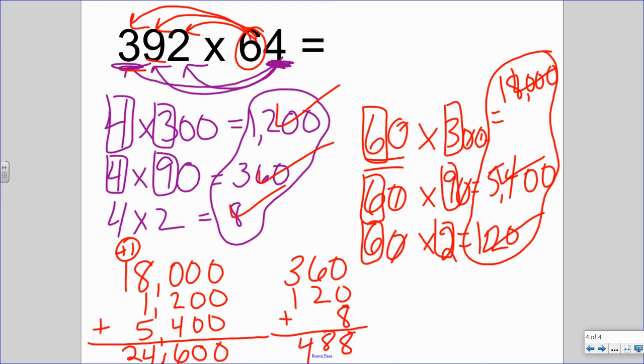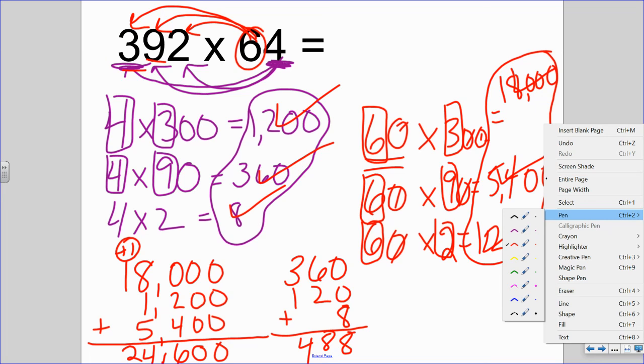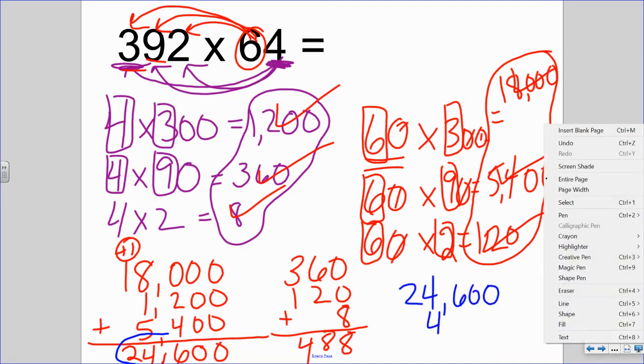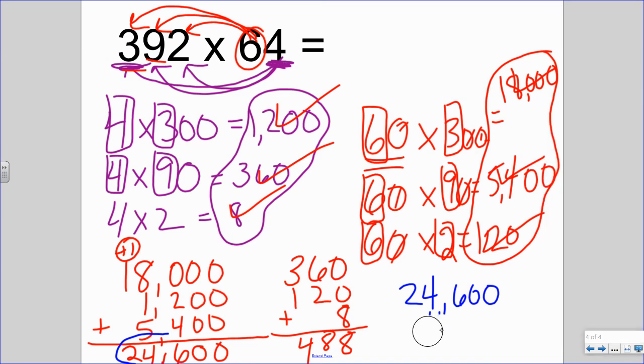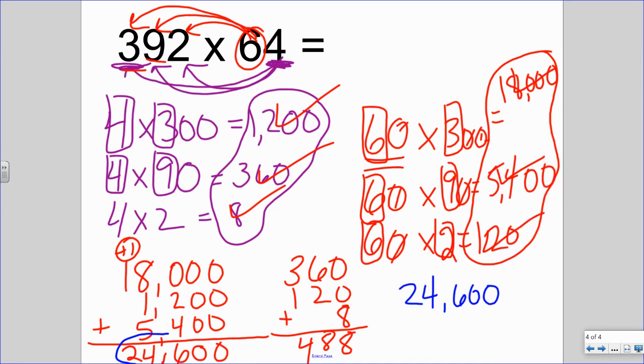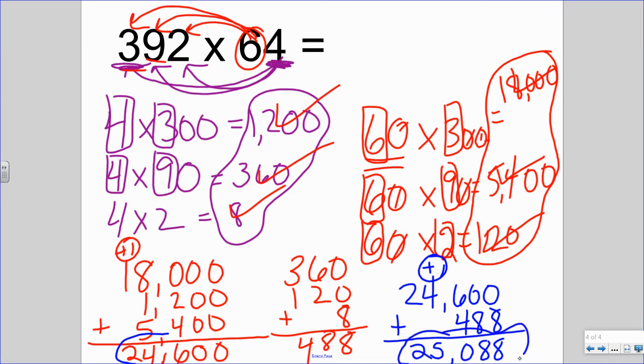And my final step, guys, I'm just going to grab a different color so you can see it. I'm going to take my first part that I got, 24,600, and oh, Mrs. Phillips, you just made a silly mistake. And add that, making sure I line up the place values well, 488. And I'm going to get my final answer of 25,088.